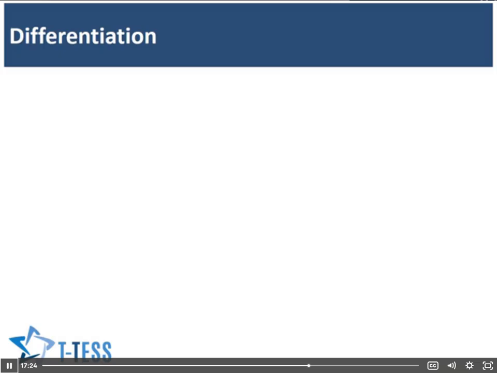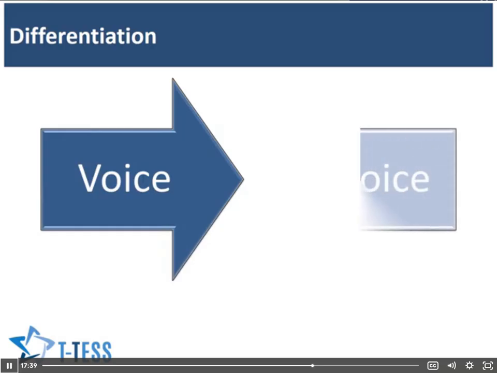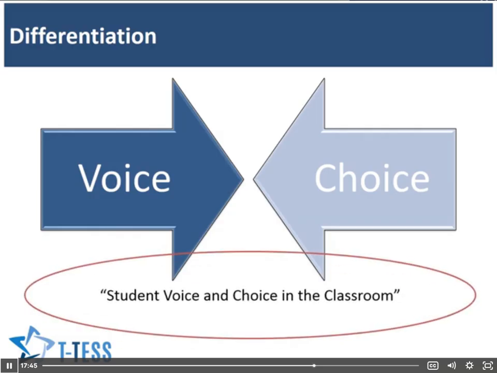When we look at the continuum of learners in our schools, whether we're talking about students who struggle or those that perhaps need to be challenged, how do we differentiate learning? Two key terms to consider are voice and choice. What do voice and choice mean to you and your teachers? What does student voice and choice in the classroom mean? And how do these terms relate to differentiated practice?